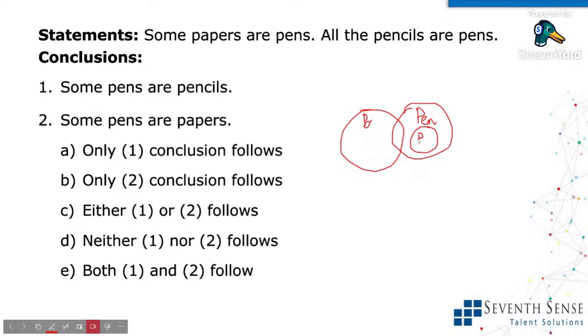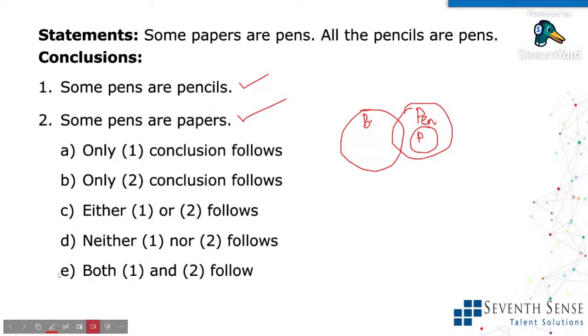All the pencils are pens. Now take it as pencil. I'm not going to write pencil completely, you know it is very difficult to write. Now take up these conclusions. Some pens are pencils. Can you say that some pens are pencils? Yes, sir. Because there are some pens which are basically pencils. That is this part. So you can tell that some pens are pencils. And you can also say some pens are papers. Yes, this is also right.